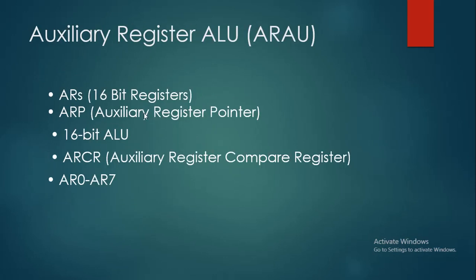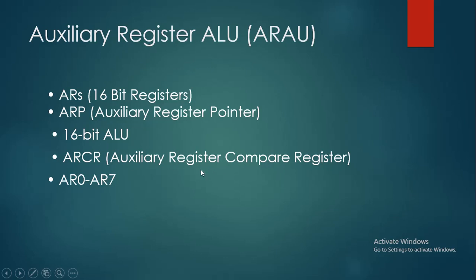The next one is the auxiliary register ARAU. It consists of 16-bit auxiliary registers, numbered 0 to 7, so a total of 8 auxiliary registers are available. The auxiliary register pointer consists of 3 bits, and these 3 bits indicate which auxiliary register is going to be selected. It also consists of a 16-bit ALU, the arithmetic and logical unit.